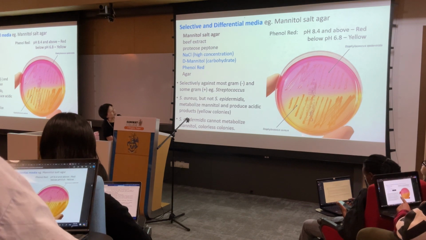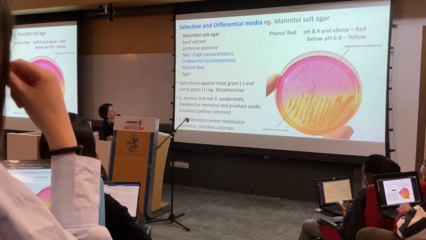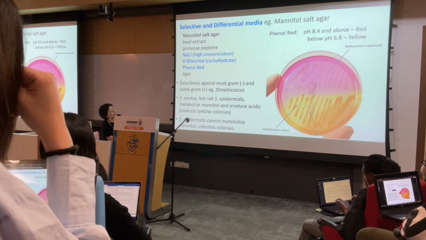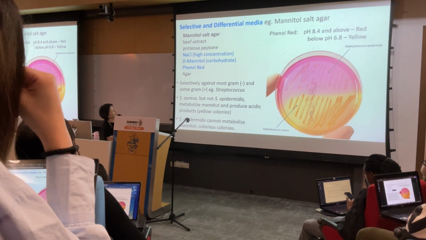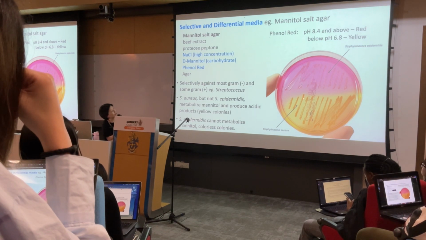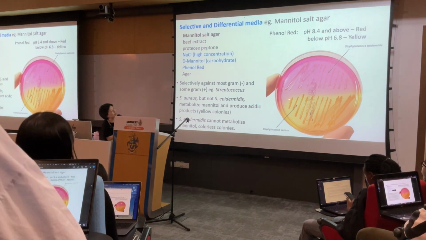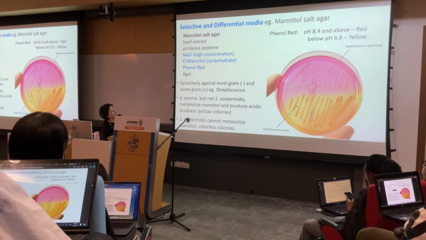So acidic, why? Because Staph aureus is able to ferment the mannitol and then produce an acidic product, and therefore, because of the acidic product, the medium becomes yellow. And Staph epidermidis is not producing the acidic product, and therefore it is still red in color. So by this, you can easily differentiate between Staph aureus and Staph epidermidis.